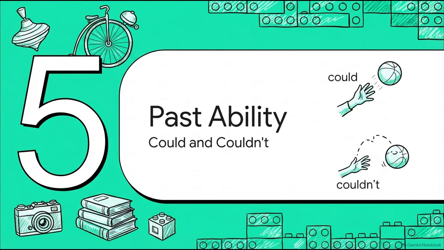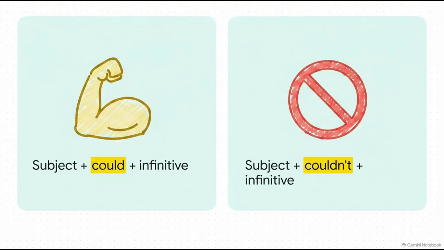And that brings us to our final building block, Section 5, Ability in the Past. I have to admit, this is my absolute favorite part, because this is where you get to talk about your childhood talents, things you were able to do or maybe unable to do when you were younger. We express this ability with two absolutely wonderful words. Could for things we were able to do, and couldn't for things we weren't able to do. And the rule here is brilliantly consistent with what we just learned about didn't. So the crucial point is, after could and couldn't, the main verb must always be in its raw infinitive form. So it's just subject plus could plus infinitive.